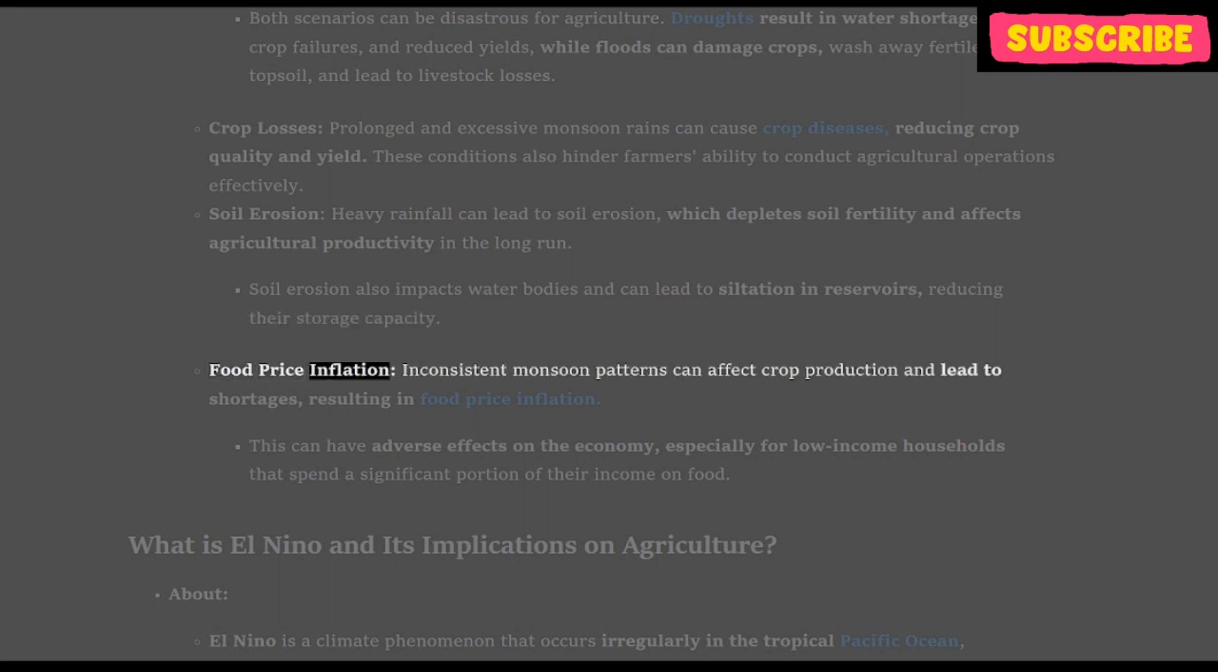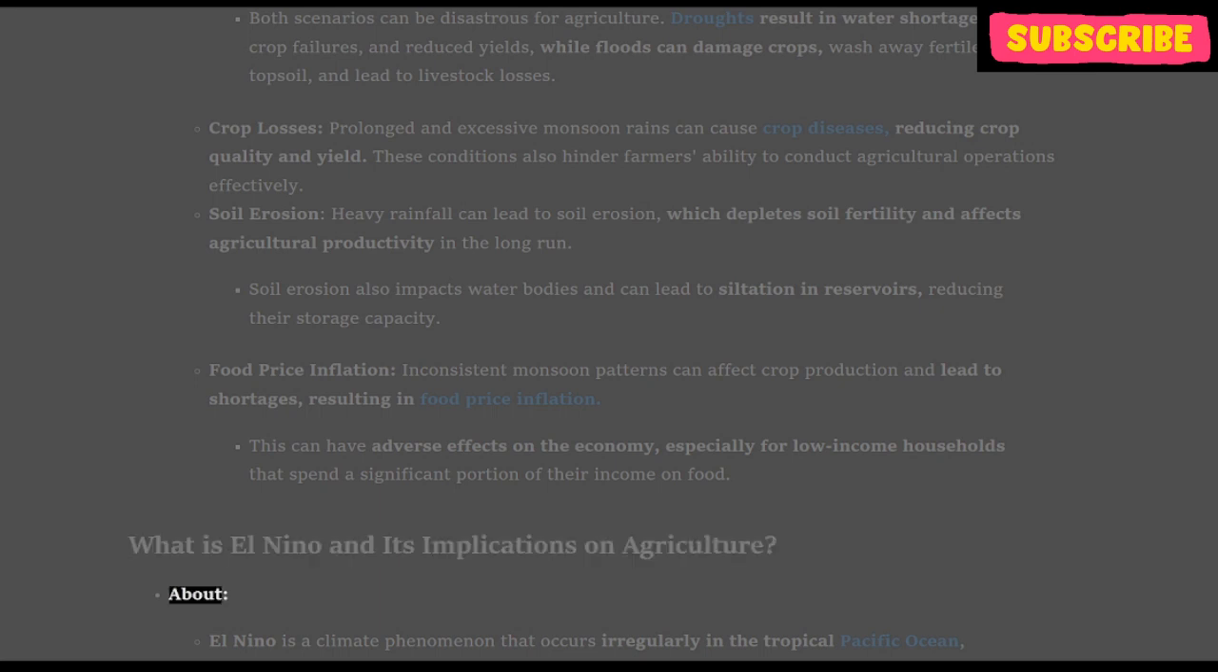Food price inflation. Inconsistent monsoon patterns can affect crop production and lead to shortages, resulting in food price inflation. This can have adverse effects on the economy, especially for low income households that spend a significant portion of their income on food. What is El Nino and its implications on agriculture?